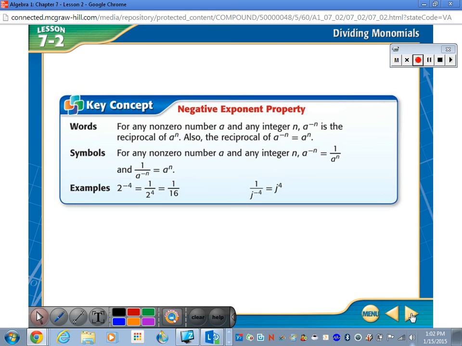Okay, now we're going to talk about negative exponents. Basically what you're doing with a negative exponent, if it's in the top, you move it to the bottom. If it's in the bottom, you move it to the top. So here, this is considered being in the top, so it goes to the bottom. Here's the formula. It's in the top, goes to the bottom.